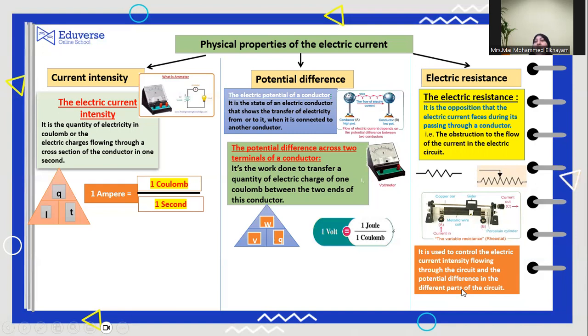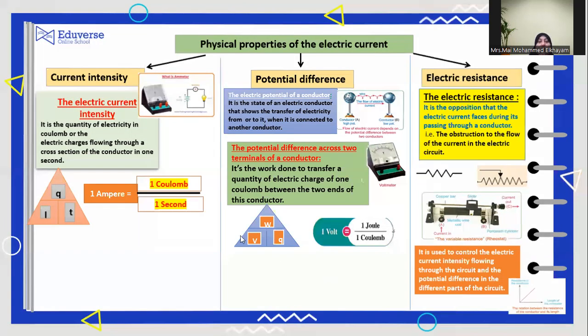Pay attention. When I increase the resistance length, what happens to the current intensity? The current intensity decreases. So you have to know that as the length of the conductor increases, the resistance increases, while as the resistance increases, the current intensity decreases.